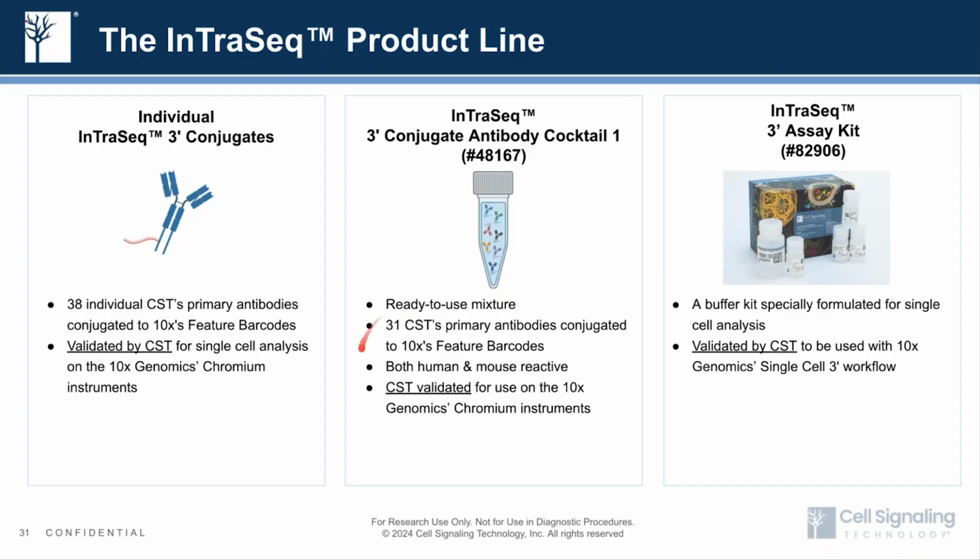And you can see that there are 7 antibodies that are not in the cocktail, and these antibodies are only human reactive. And now the assay kit, like I mentioned, has all the buffer components that allow you to perform the InTraSeq experiment. It also comes with a positive control, one of the histones, and a negative control, a rabbit isotype control that doesn't bind to anything. So if you're interested in normalizing your data set to these 2 targets, you could also do that.